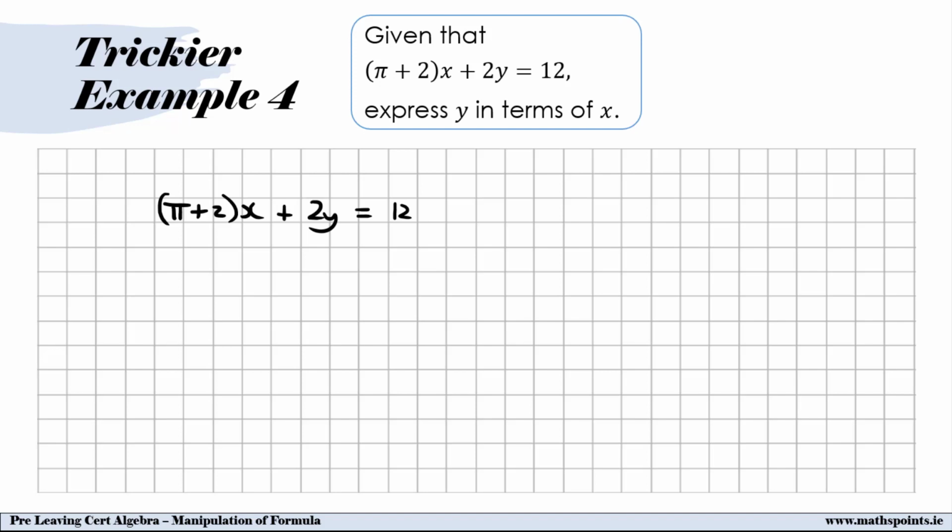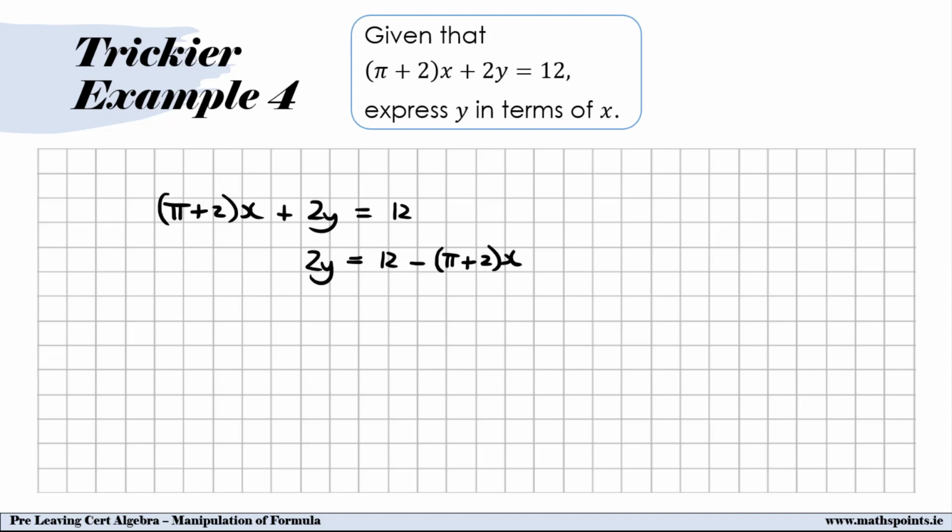So we want to make y the subject of the formula. So I'm going to keep the y's on the left hand side. We have this term here, pi plus 2 over x. I want to get rid of it from the left, so I'm going to subtract it from both sides. So subtracting it from the left gets rid of it from the left, and then subtracting it from the right, we have 2y equals 12 minus pi plus 2 on x.